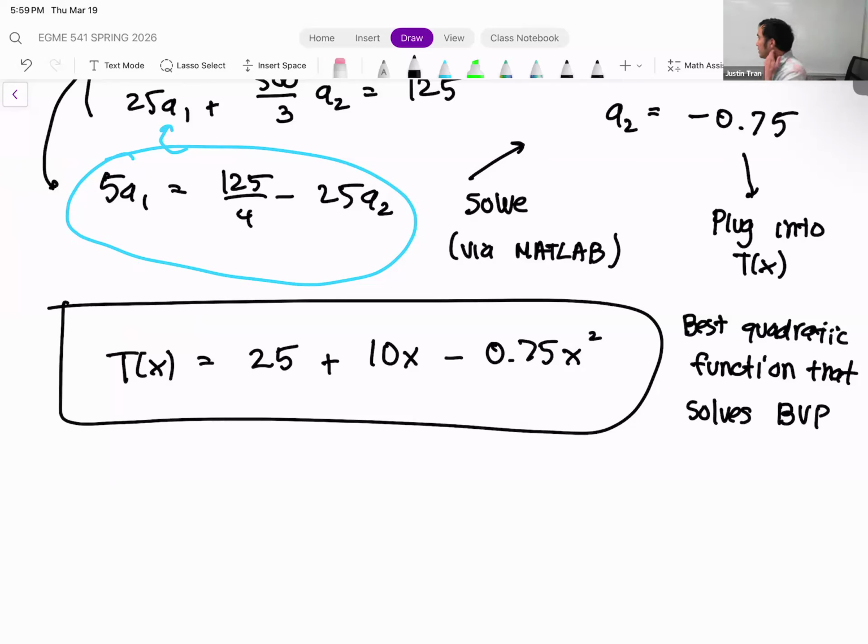Now remember, it's not the exact solution. The exact solution in this case does have x to the fourth, but this comes as close as we can with the quadratic function. All right, any questions on how we got this result here? Good.